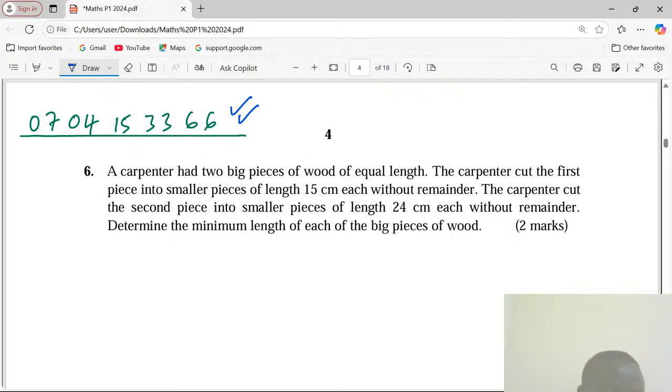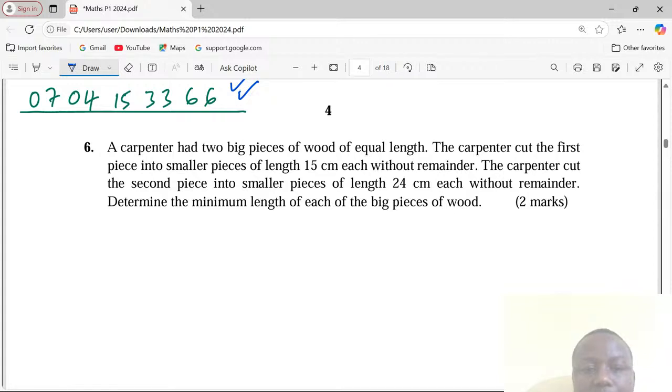Now we continue. In number 6, we are told that a carpenter had 2 big pieces of wood of equal lengths. The carpenter cut the first piece into smaller pieces of length 15 centimeters each without remainder. The carpenter cut the second piece into smaller pieces of length 24 centimeters each without remainder. Determine the minimum length of each of the big pieces of wood.